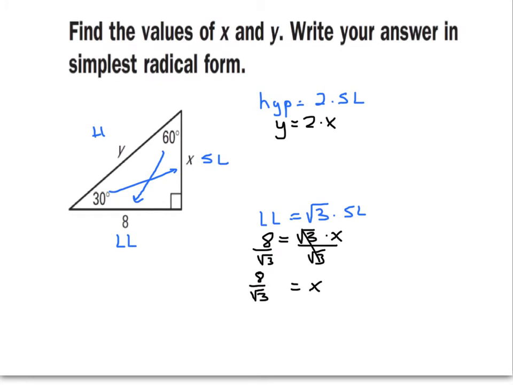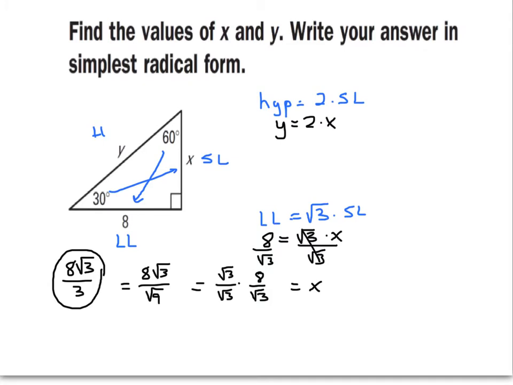And again, like the previous problem, I can't leave a square root in the denominator. So I'm going to multiply by square root 3 over root 3. And I end up getting 8 times the square root of 3 over the square root of 9, which then simplifies to 8 times the square root of 3 over 3. Now, as you look at these numbers, is there a number that goes into 3 and 8? No, there's not. So simply this right here is my answer for x. X, or the short leg, happens to be 8 square root of 3 divided by 3.